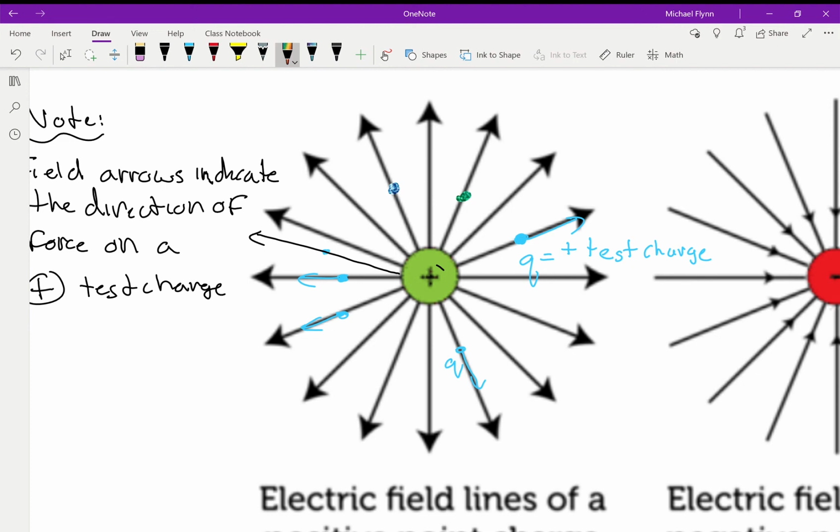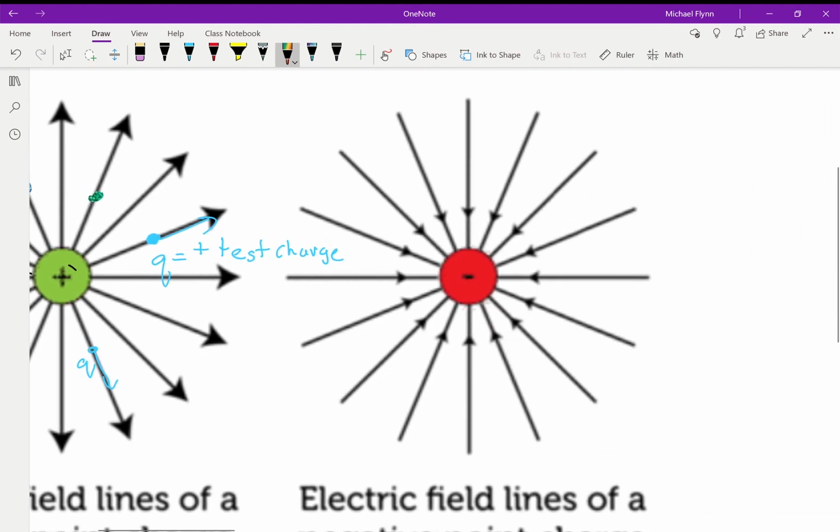Okay. Now, what about negative charge? Well, if I take my little positive charge Q and place it right there, now remember, Q is always a positive test charge. By rule, we always test a field with a positive charge. So it's going to be attracted to that negative charge.